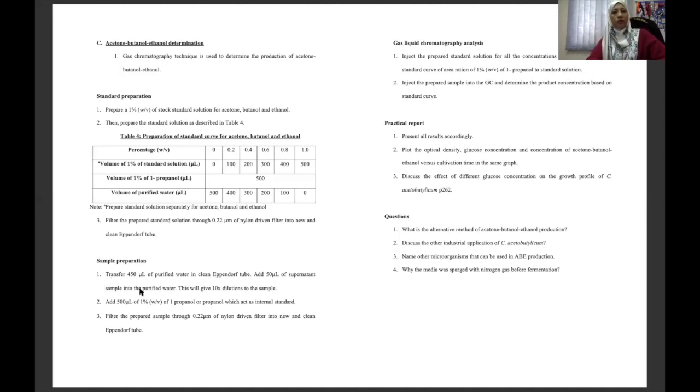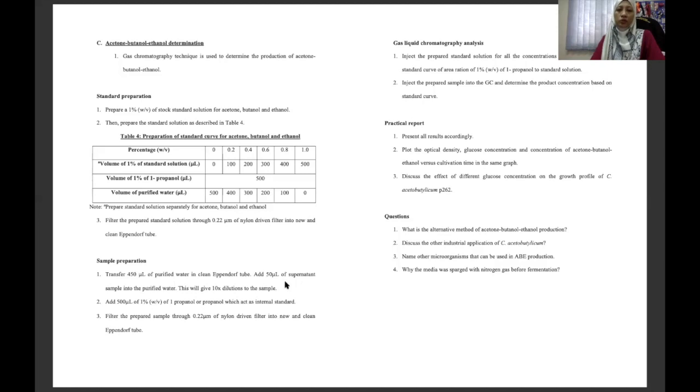Here they mentioned you need to prepare 450 microliter water, and you add 50 microliter of supernatant. This is your sample from your fermentation. Just as I mentioned, imagine that you have done the sampling, for example, every day, and then you centrifuge the sample and you get the supernatant. The supernatant will be used for the analysis.